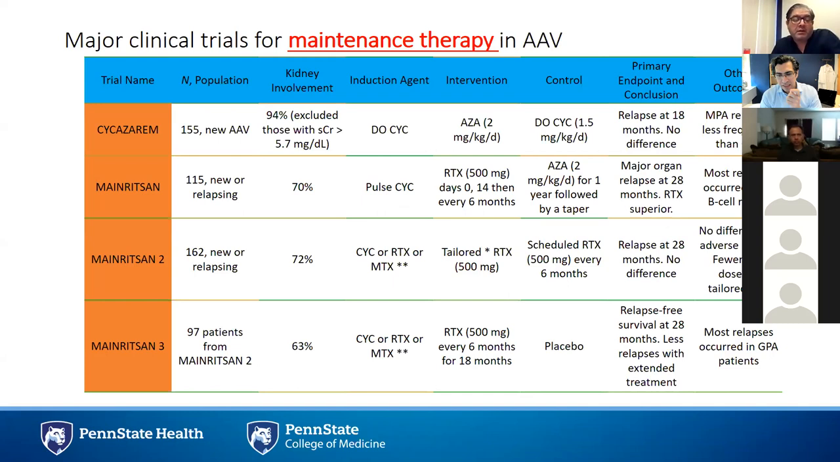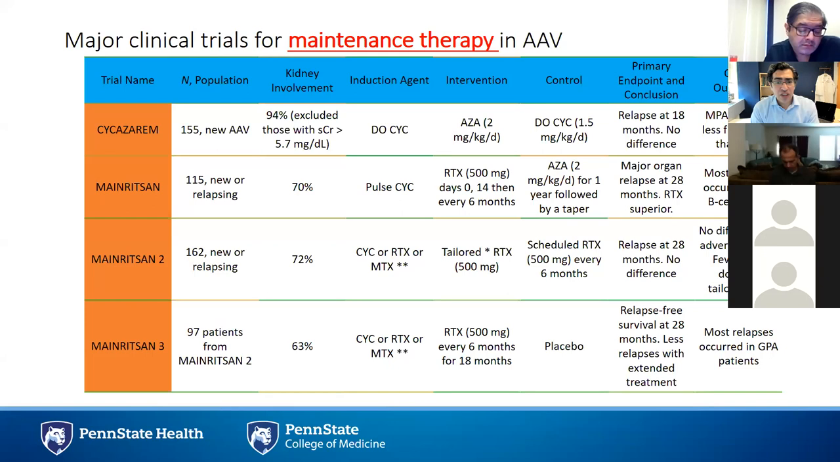So maintenance therapy trials. I think it would be good to know that, as in the beginning we all discussed and the point was made, azathioprine has been the drug of choice, and better than even the MMF. And in my patient, the question was, why did we not choose azathioprine? So let's see. CYCAZAREM, 155 patients. The induction was oral cyclophosphamide. The intervention was azathioprine. Control was oral cyclophosphamide as well. And the endpoint was relapse at 18 months. There was no difference. So this brought the idea of using this drug in place of the cyclophosphamide.